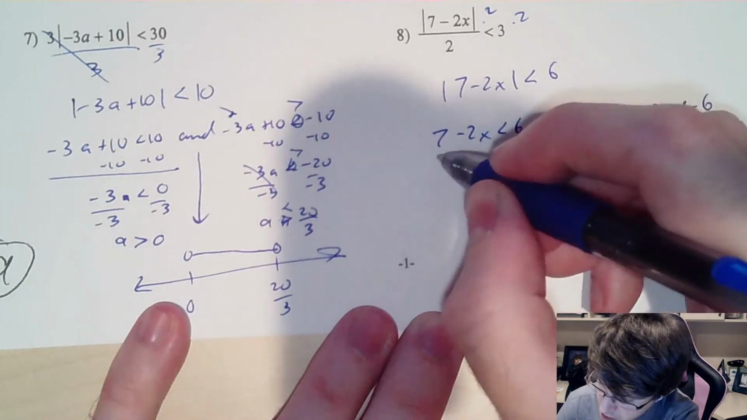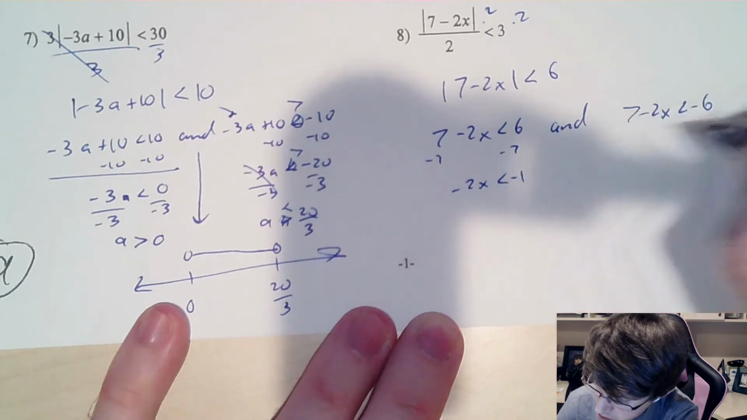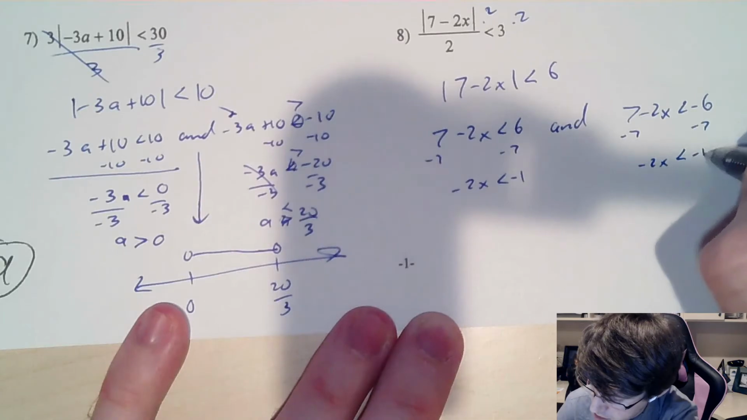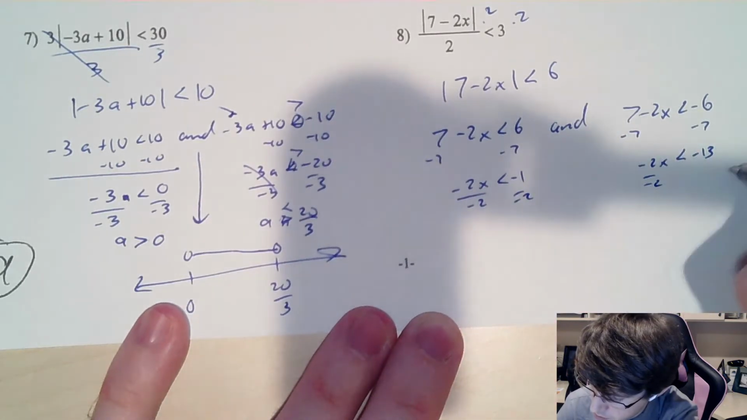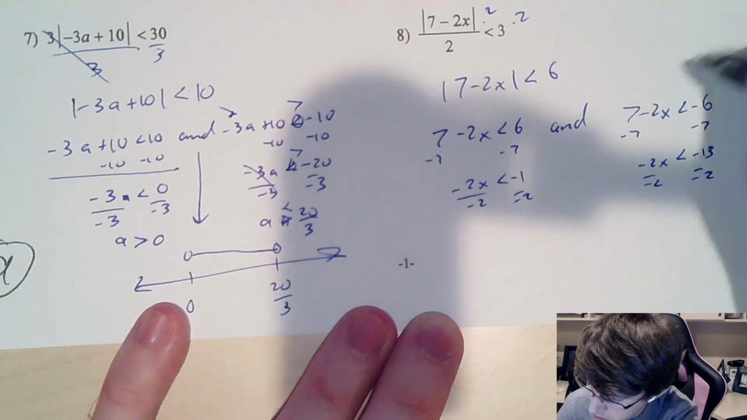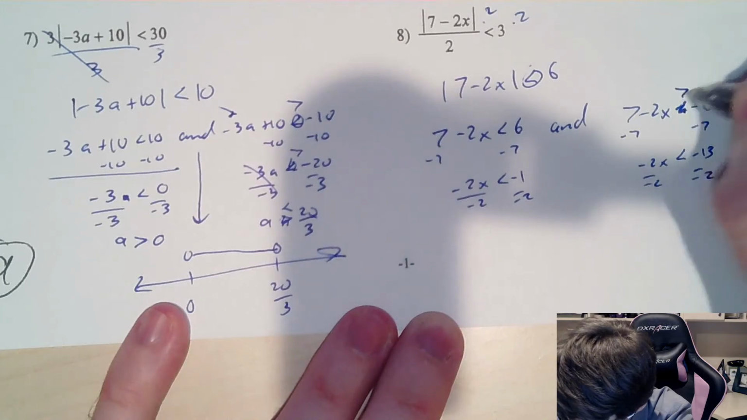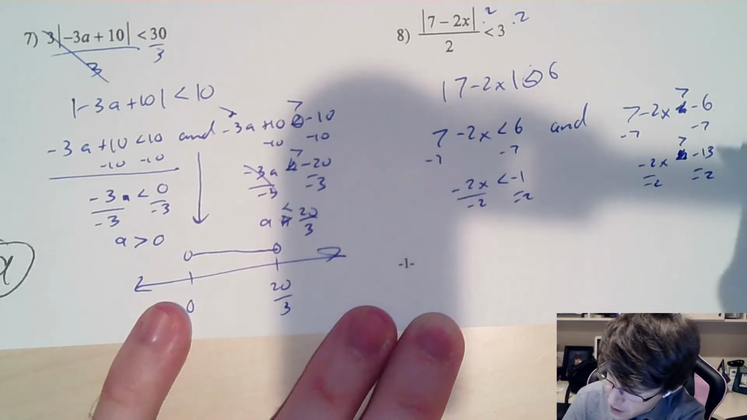Let's subtract 7 on both sides. I'll show the work here. Negative 2x less than negative 1. Subtract 7 on both sides. Negative 2x is less than negative 13. Divide both sides by negative 2 on both equations. I did it again. I didn't flip it yet again. Look at this. I made the same exact mistake. Mr. Richards, get it together.